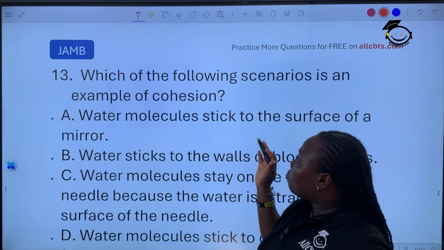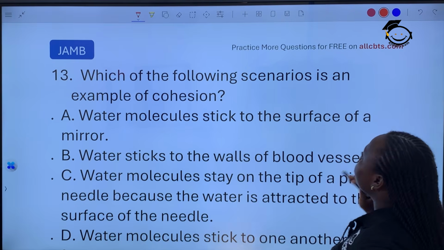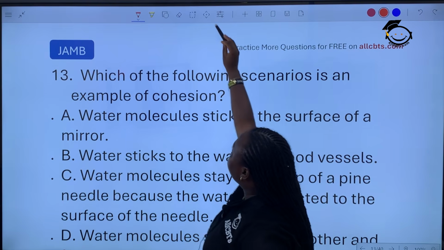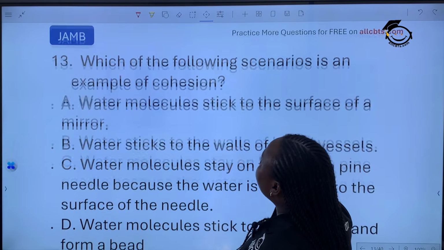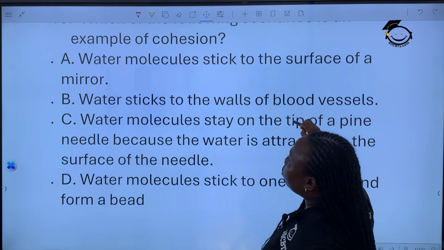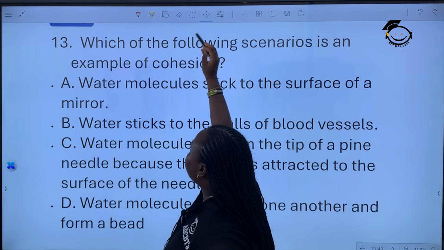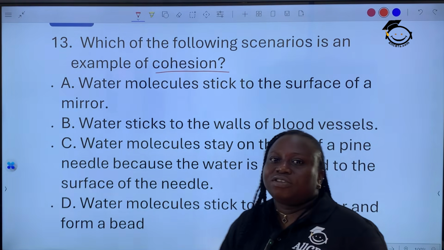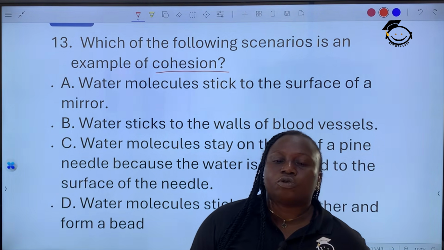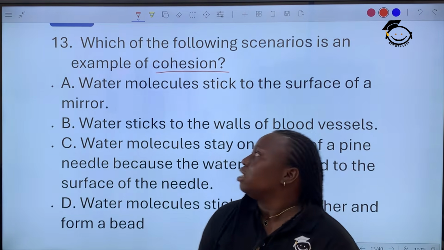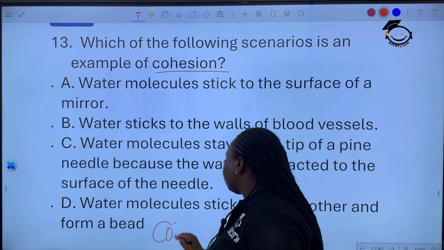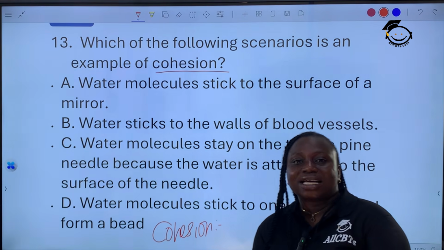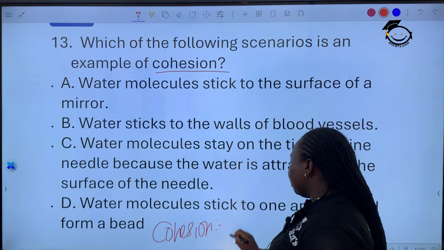Number 13, which of the following scenarios is an example of cohesion? Now what is cohesion? We have two kinds of attractive forces: the force of cohesion and adhesion. Cohesion is when like substances attract like.